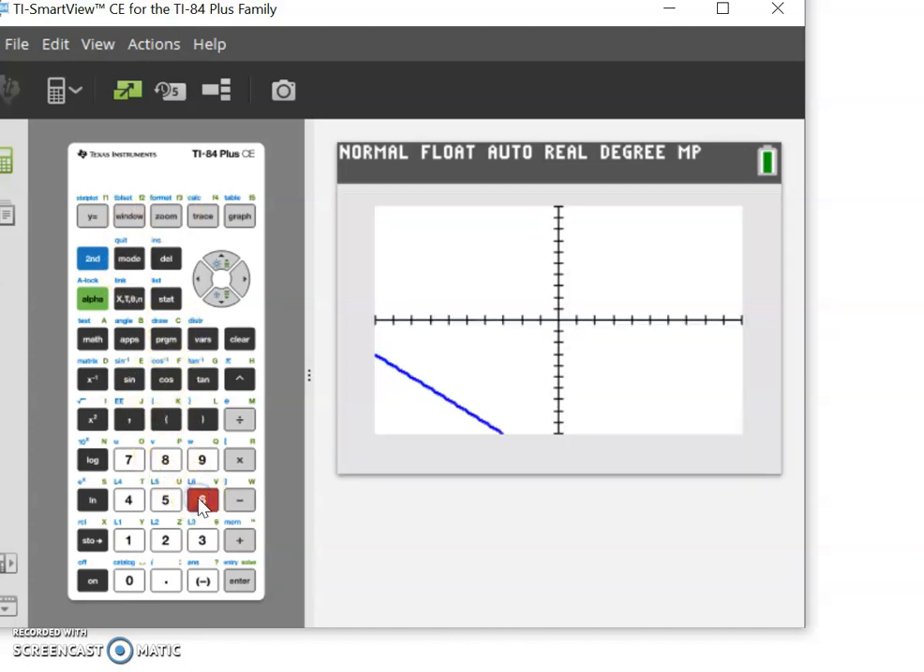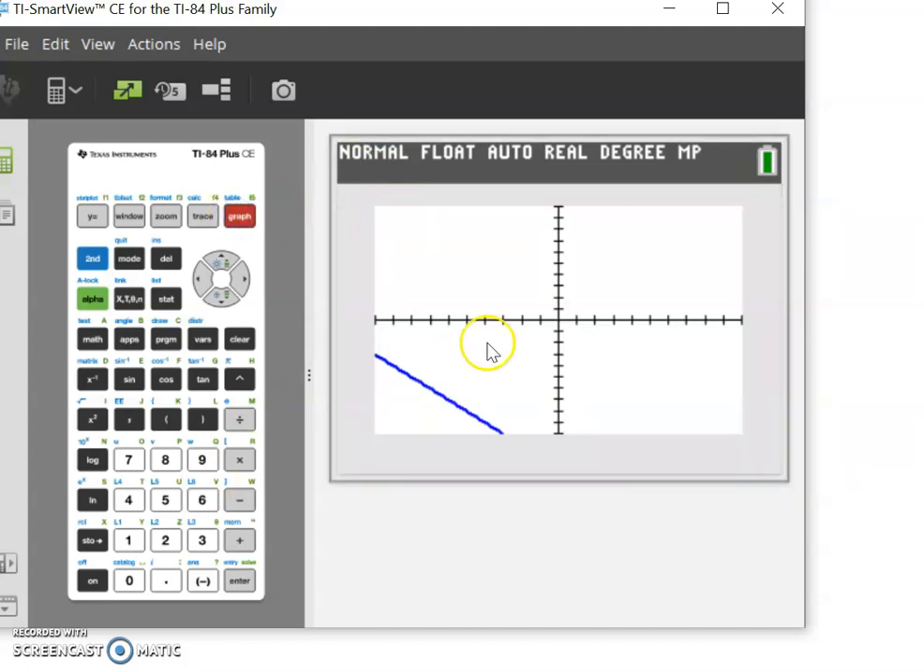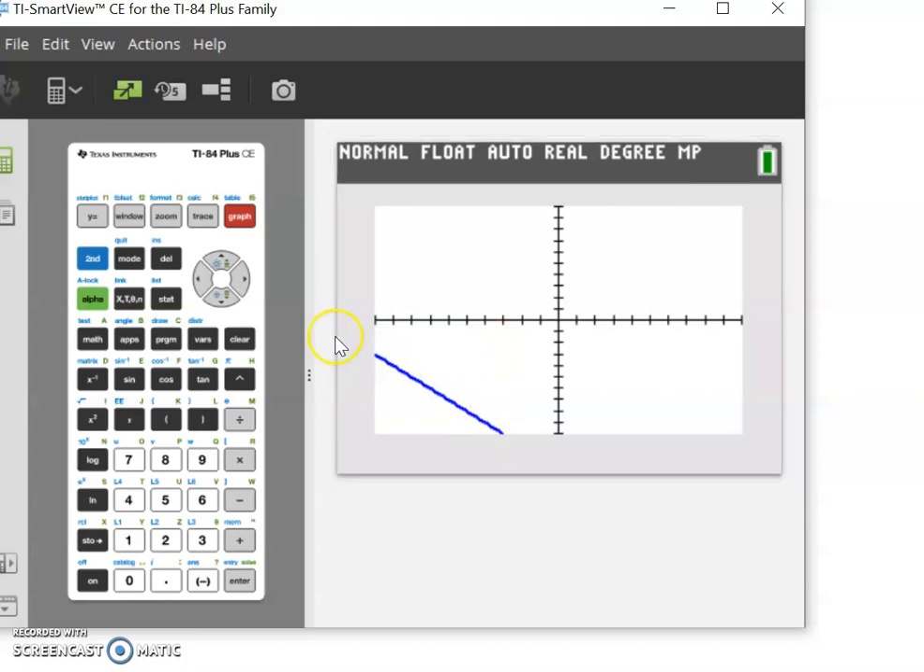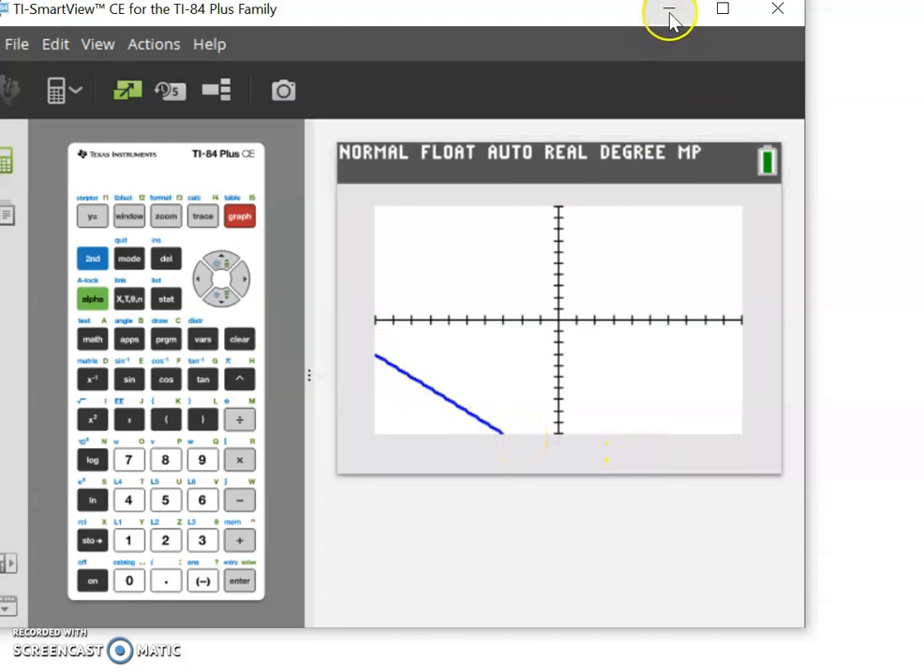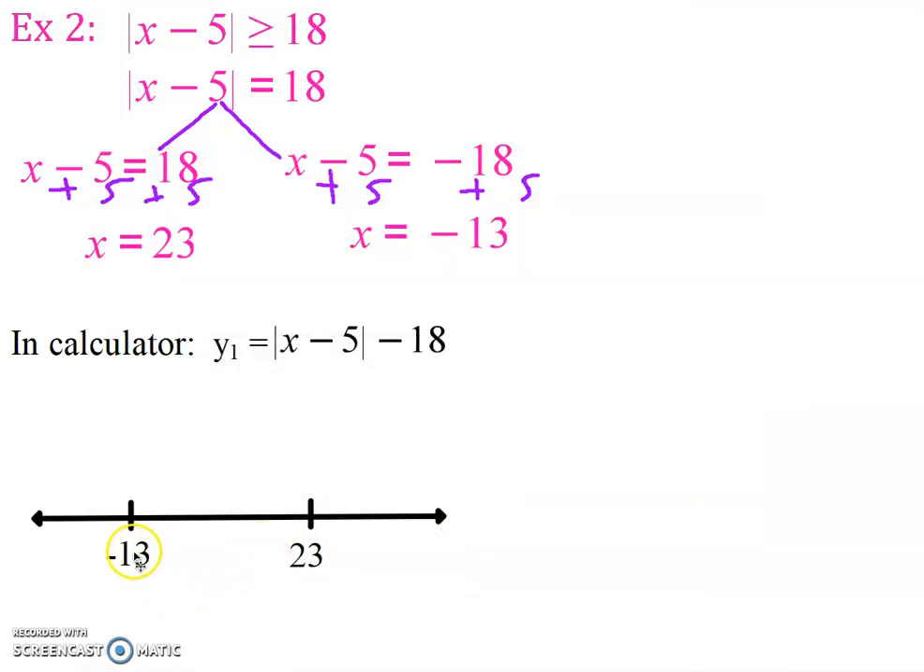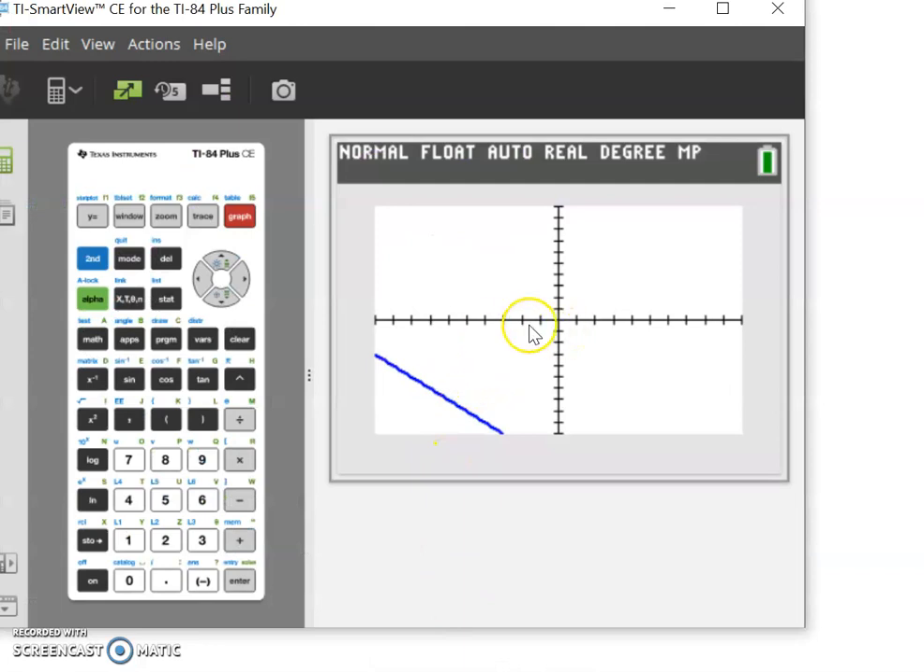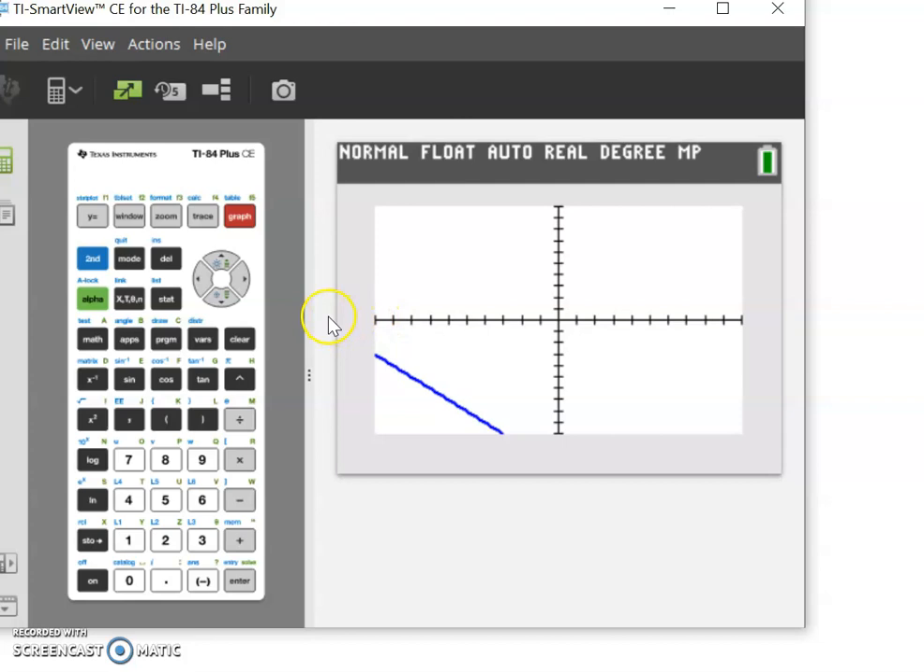I'm putting mine on my standard window by hitting zoom 6. You guys could just click on the graph, and you're going to see that we should have that V-shaped graph, and we're not seeing that V, we're just seeing part of it. So why is that? When we went to solve, we found it's going to touch the x-axis at negative 13 and at positive 23. Our standard window goes out 10 to the left, up 10, down 10, and to the right 10. So if we're touching at negative 13, it's off our screen.